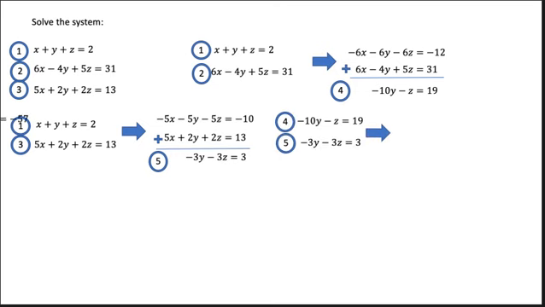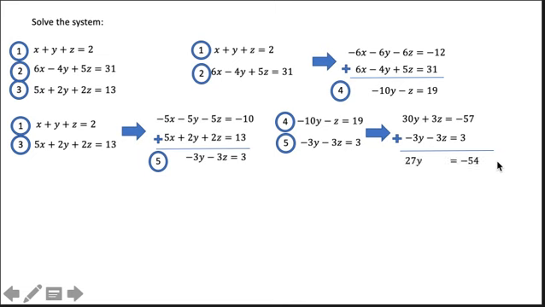Now I'm going to take equation 4 and equation 5, and I'm going to eliminate a variable from there. I decided to eliminate y. So I multiplied the top equation by -3. That's why I have 30y plus 3z equals -57. I just pulled the other equation over, and I'll add these together, and that gives me 27y equals -54. So y is equal to -2.